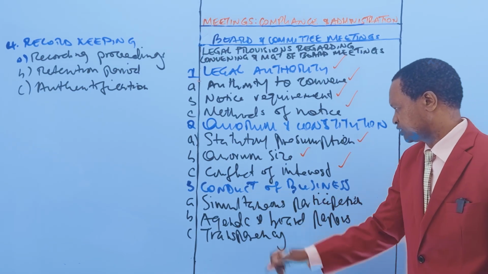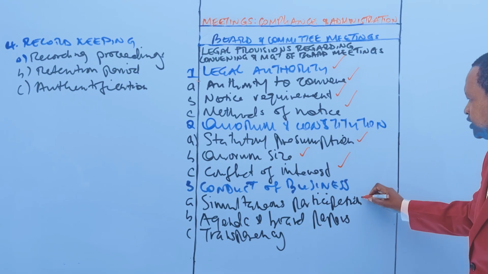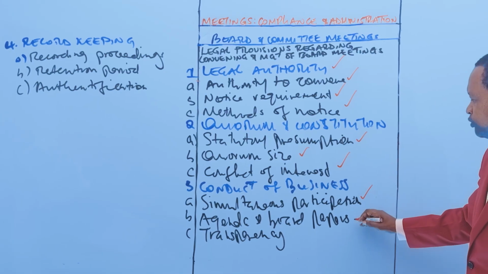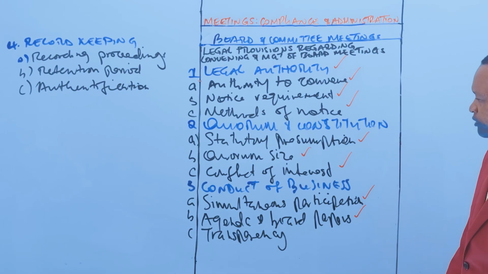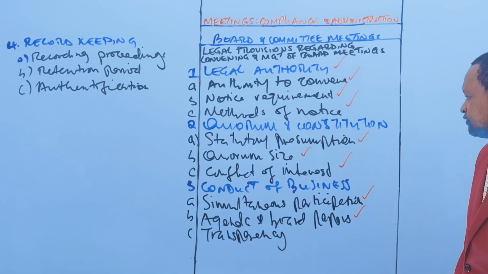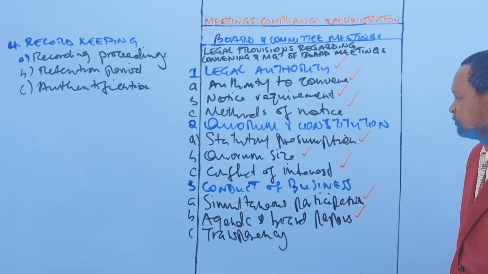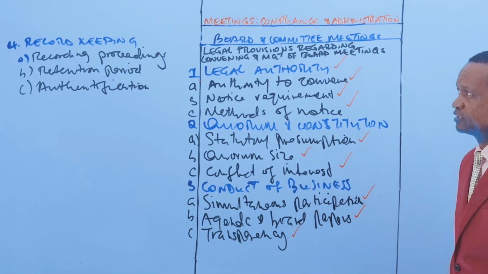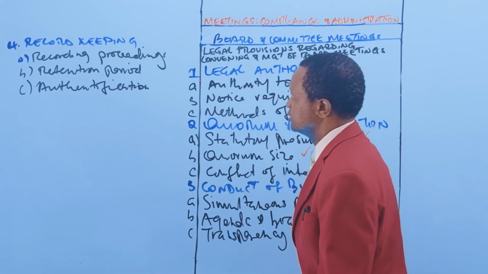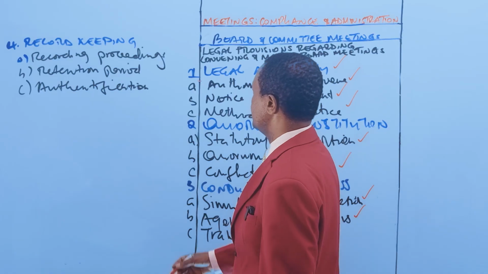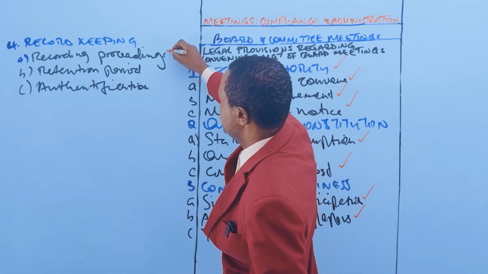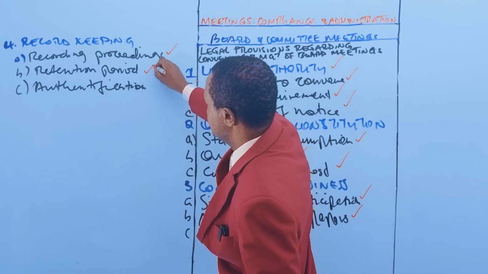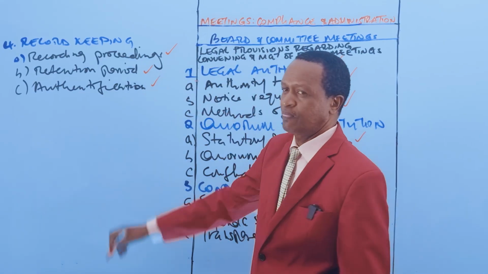Then during the conduct of business, there has to be simultaneous participation. The agenda and board papers must be sent to the members well in advance, 7 to 10 days before the meeting. Then, of course, there is provision on transparency. Lastly, we've analyzed record keeping as a legal provision. The meeting proceedings have to be recorded, they have to be retained, then they have to be authenticated.